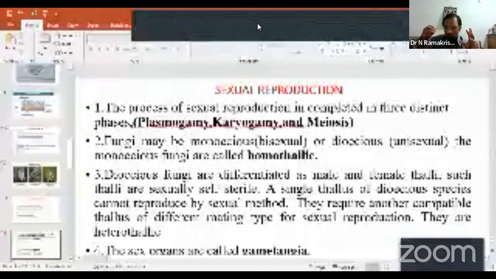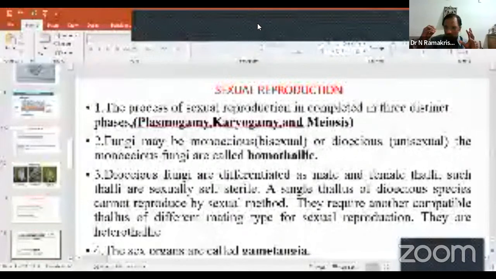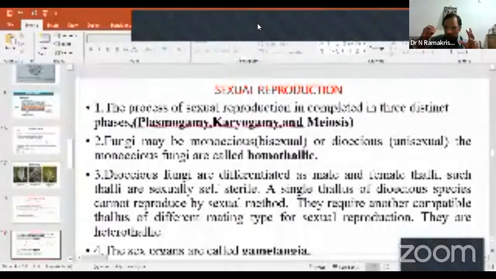But in this section, the fungi sexual reproduction system has three distinct phases. One is plasmogamy. The second one is karyogamy. And the third one is meiosis. The first point that we see here is plasmogamy. Gamy means fusion, and plasma is the liquid material that comes from one place to another. So when the cells come close together, we call that plasmogamy.